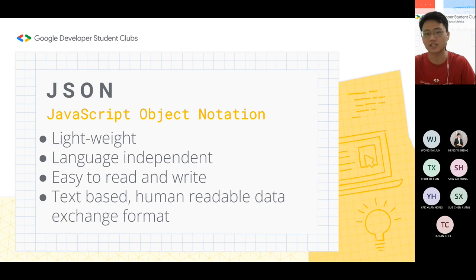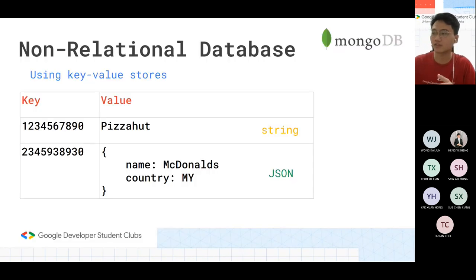Just like the slide I showed before, from here you can see that in the JSON format, there is a name with McDonald's and the country is Malaysia. So for us humans, it's very easy to know that this JSON format is about a shop for McDonald's, whose name is McDonald's and whose country is Malaysia. And not only from the human view, for the computer it's also very easy to find this McDonald's when you specifically key out the name for the JSON format inside our database.